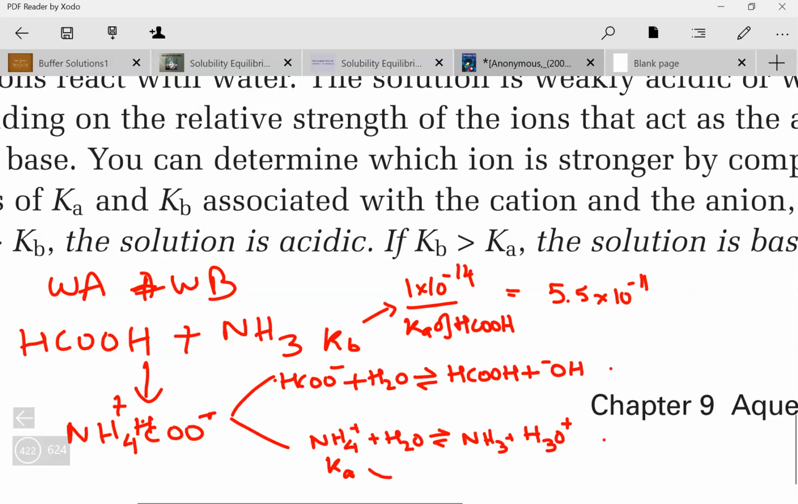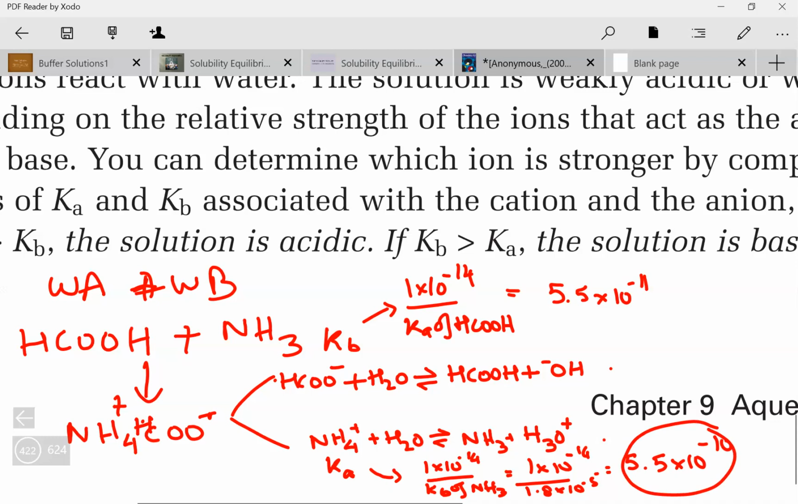And the Ka of ammonium is 1 times 10 to the power negative 14 divided by Kb of ammonia, as we just went over. The Kb of ammonia is 1.8 times 10 to the power negative 5, which gives 5.5 times 10 to the power of negative 10. And so we can see that the Ka of ammonium is greater than the Kb of methanoate. I'm going to say that again. Ka of NH4 plus is greater than Kb of HCOO minus.